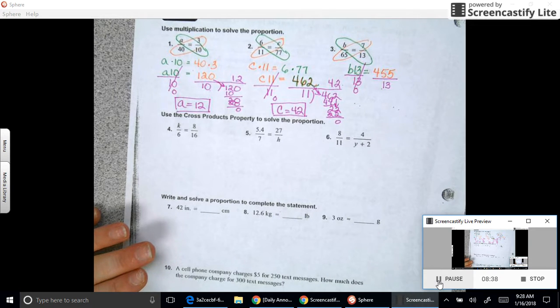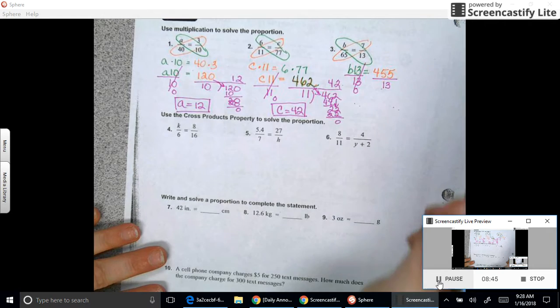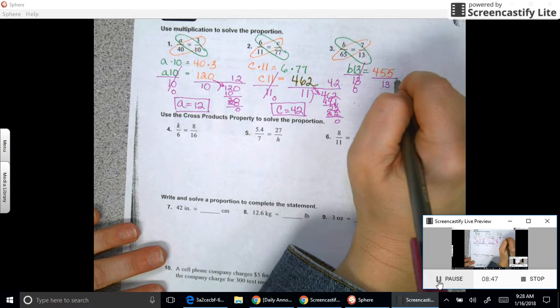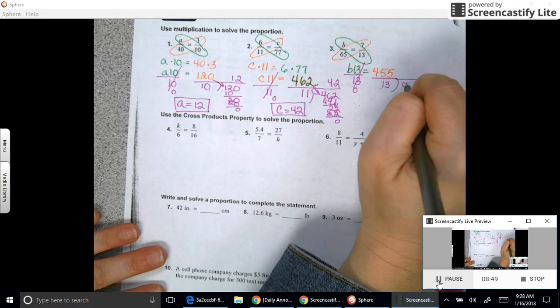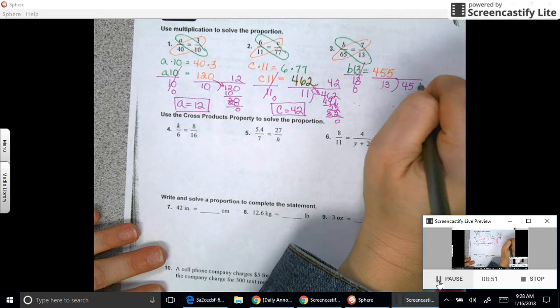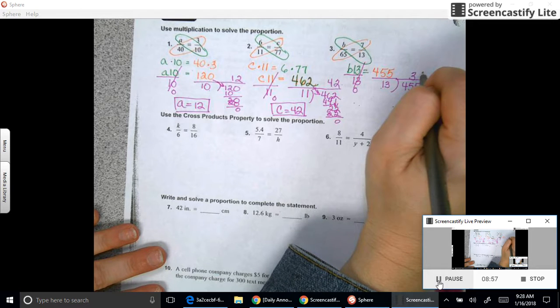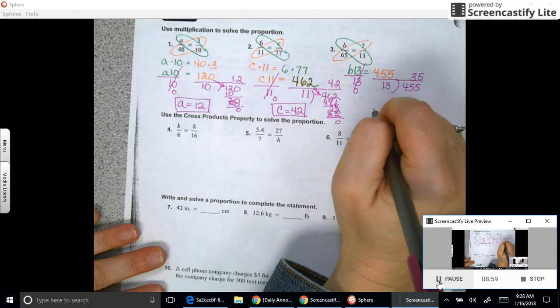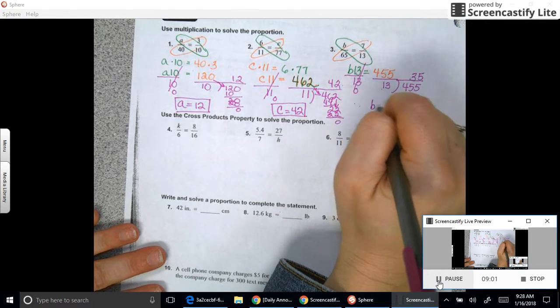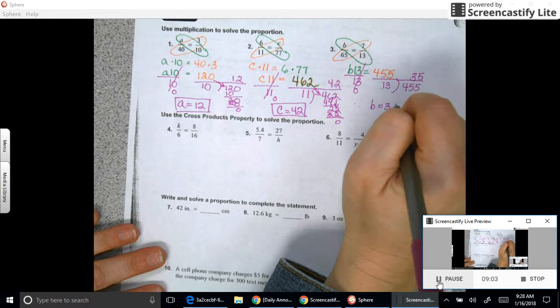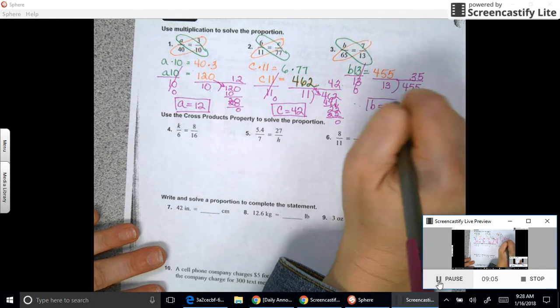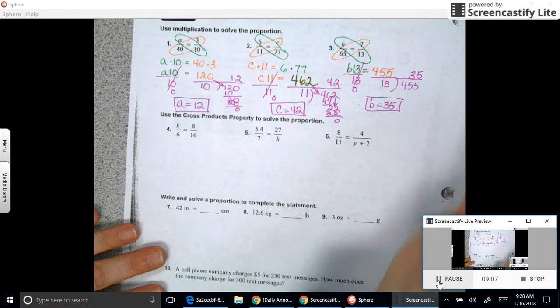So what is 455 divided by 13? Yes. So I'd put 455. It would go in 35 times. So now I rewrite what I have left. b equals 35. And you'd box that out because that's your final answer.